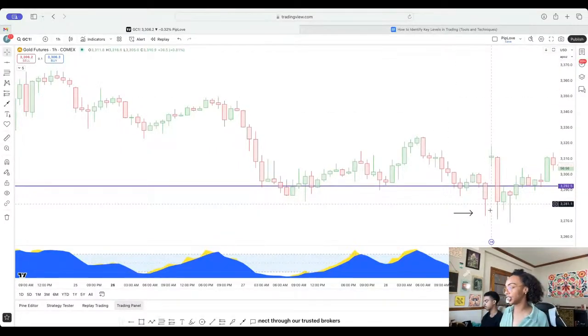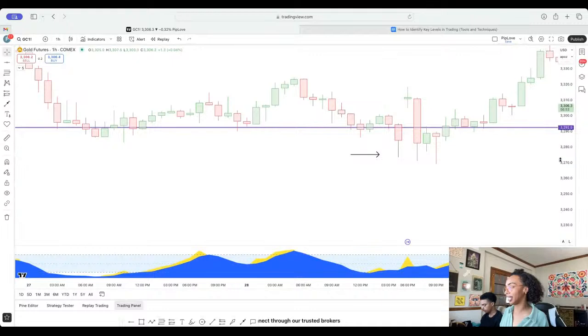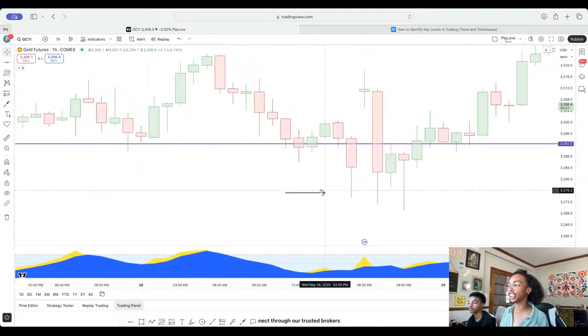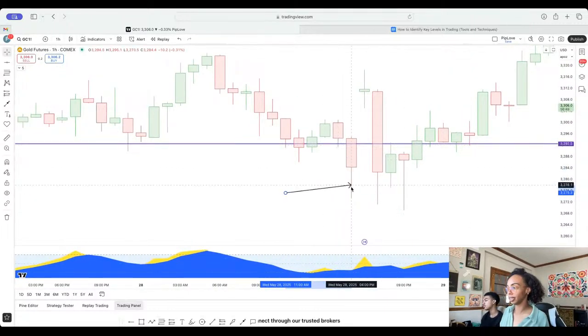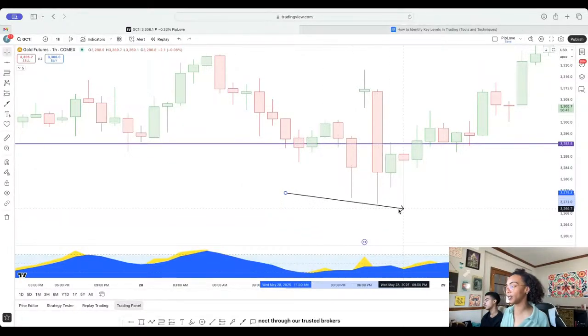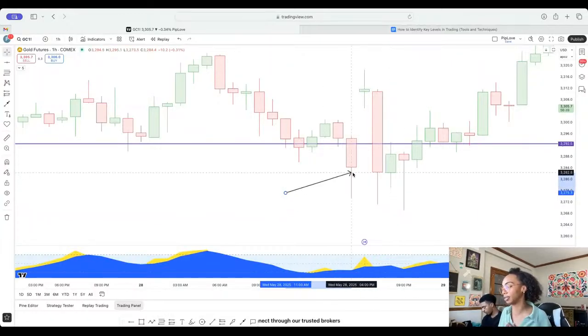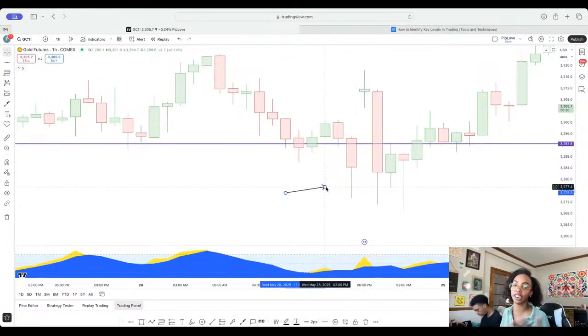Because these wicks are showing that even though price came down to these levels, this is rejection. If you're selling, you don't want to see price trying a couple of different hours to get lower and lower, but with no candlestick opens or closes below this level. So that rejection tells us things as well.